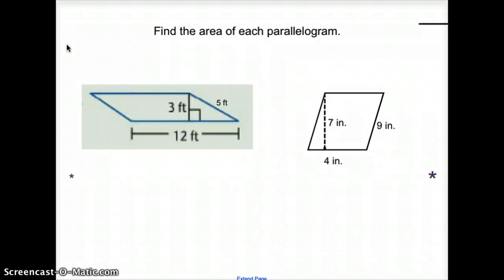So now on your paper, I want you to see if you can find the area of the first parallelogram and the second one. Be careful. First thing you need to figure out, what's your base, what's your height. Pause the video, put your answer down, and then check it.